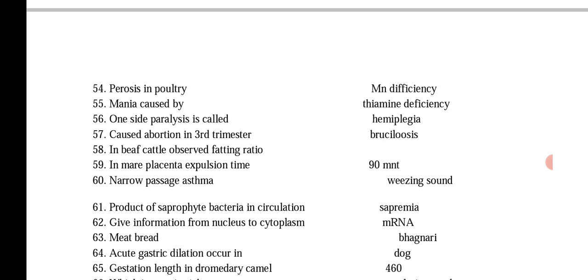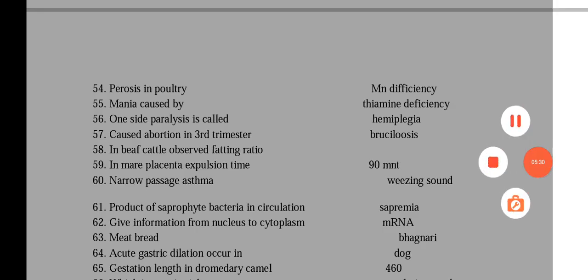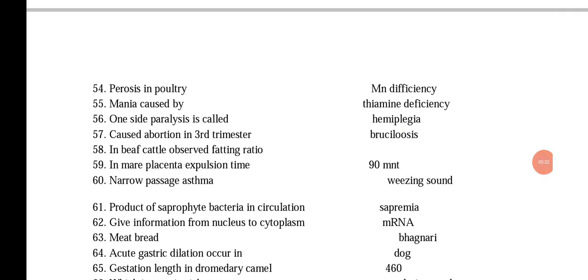Perosis in poultry is caused by manganese deficiency. Mania is caused by thiamine deficiency. One side paralysis is called hemiplegia. Causes of abortion in the third trimester are brucellosis and tuberculosis. In mare, placenta expulsion time is 30 minutes, and approximately 6 to 8 hours in cattle and buffaloes.